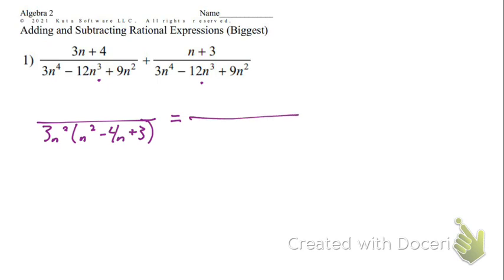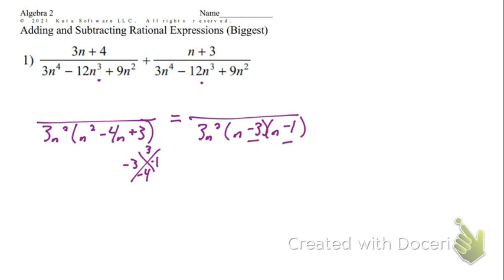So when I continue to factor it, 3n squared's out. You get n minus 3 and n minus 1. Because what two numbers multiply to 3 and add up to negative 4? Well, 3 and 1, but they both have to be negative. That's where I got these two numbers from.